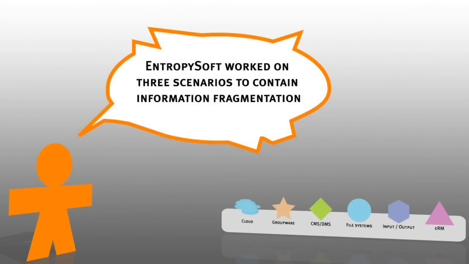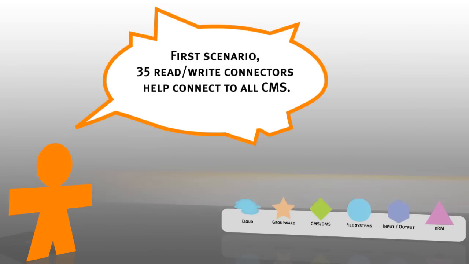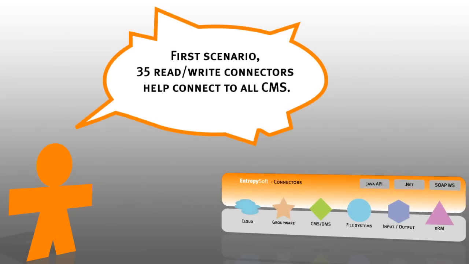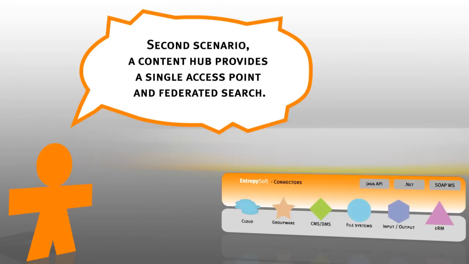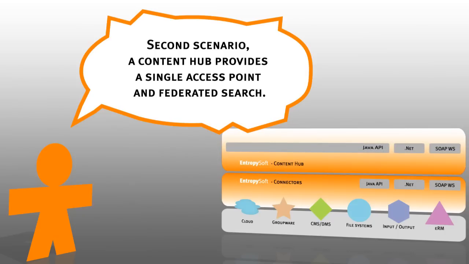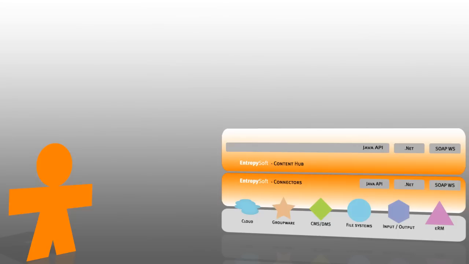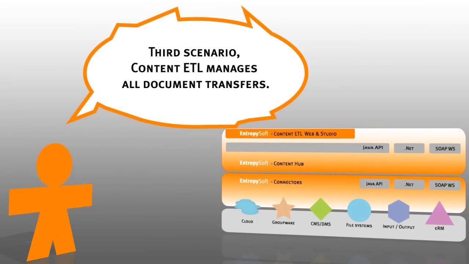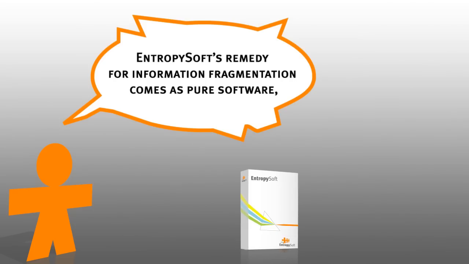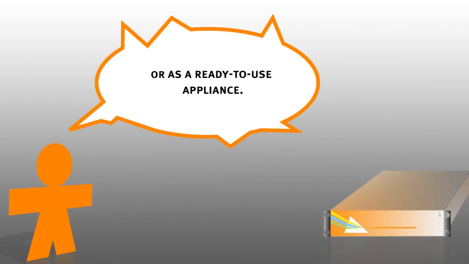EntropySoft worked on 3 scenarios to contain information fragmentation. First, we have 35 read-write connectors that help connect to all CMS. Then, a content hub provides a single access point and federated search. And finally, content ETL manages all document transfers. EntropySoft's remedy for information fragmentation comes as pure software, or as a ready-to-use appliance.